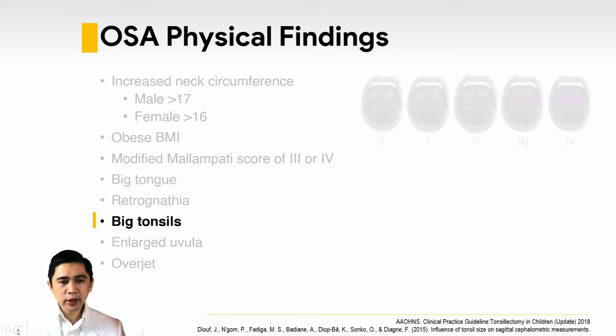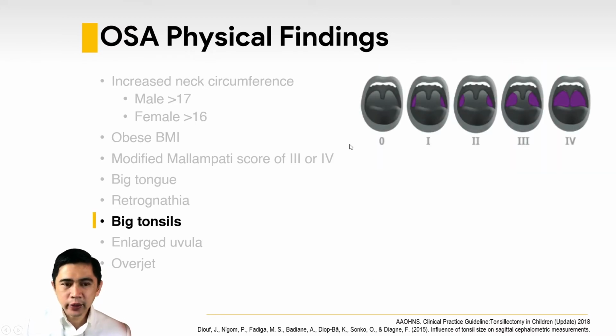And we have big tonsils. So this is how we grade the tonsils. We have grade 0 and grade 4. So 0, there are no tonsils. You cannot find any tonsils there. And 4, it is already kissing. It is already in the midline and you cannot see any more of the back of the throat. Okay, in between are 1, 2, and 3.